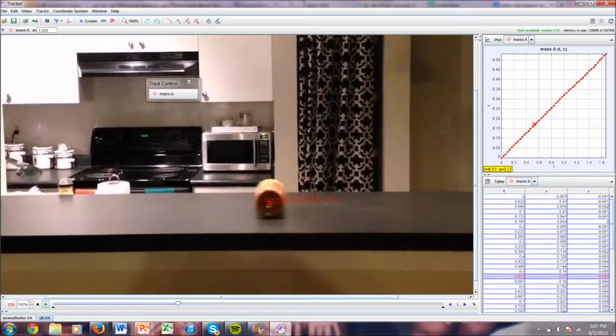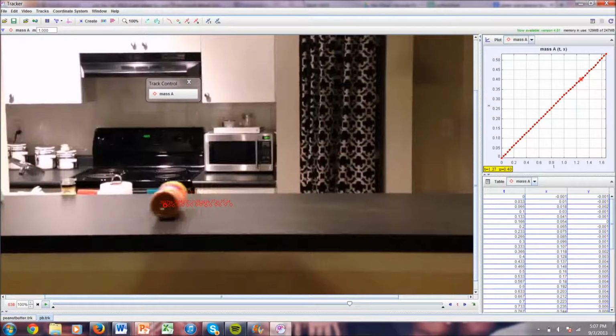I picked frames 42 through 92 to use for the video. This is because in the first few frames, the can was accelerating and not moving at a constant velocity. As the can rolled across the countertop, I tracked the position of it using the circles on the screen. The circles were used at the center of the peanut butter can.